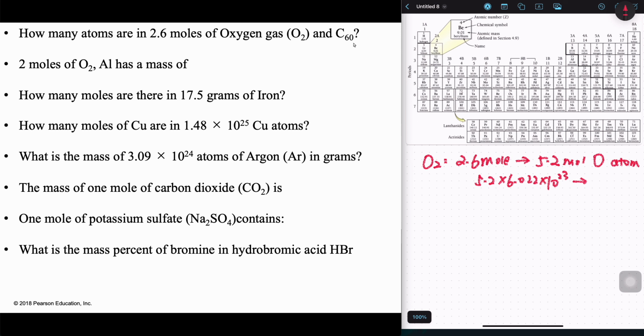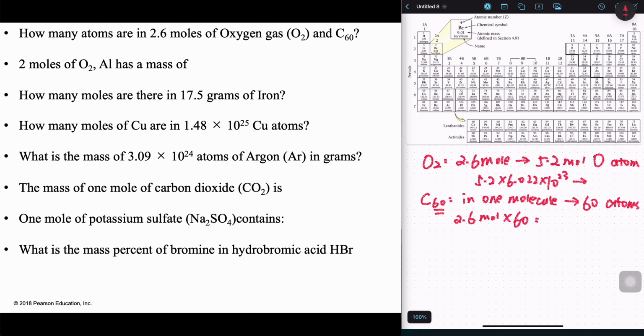Next one, the C60. Okay, this is a bizarre molecule. Probably it is the first time you see this, but don't worry. As long as we understand what the 60 means, we should be able to solve the question. So what does the 60 mean? 60 means in one molecule, there are 60 atoms, right? So if we have 2.6 moles of the molecule, how many atoms are there in this amount of the molecule? We multiply by 60, right?